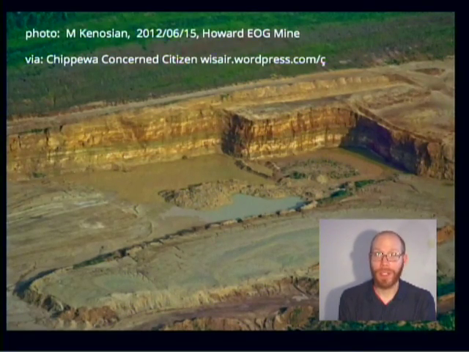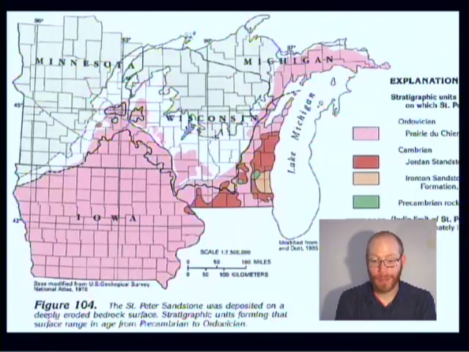So this is a piece of sandstone bedrock being mined. The best bedrock to do this is in the Midwest. It's these Cambrian and Ordovician former beachfronts, and it stretches in an arc across the upper Midwest, from the Mississippi headwaters over to the Great Lakes.